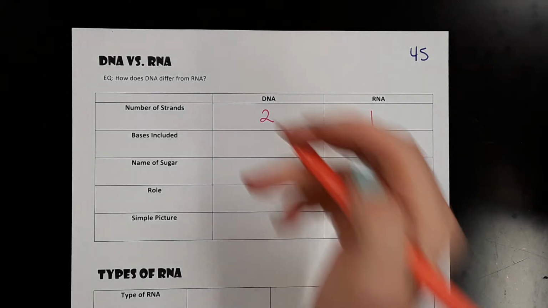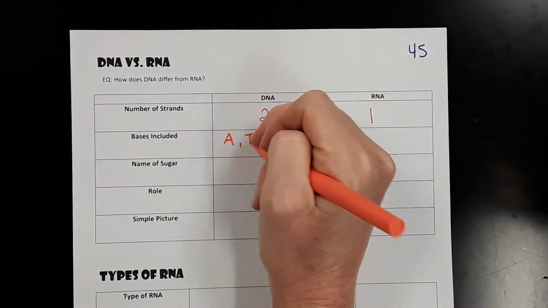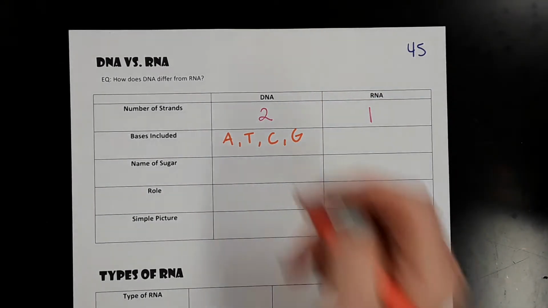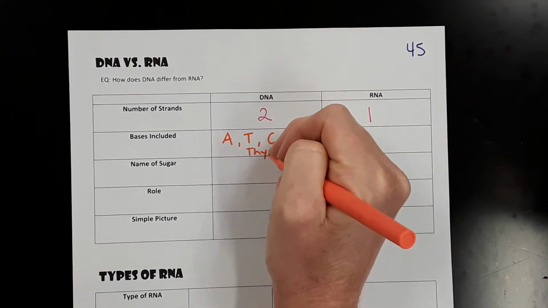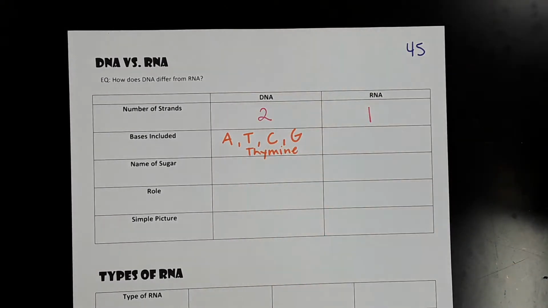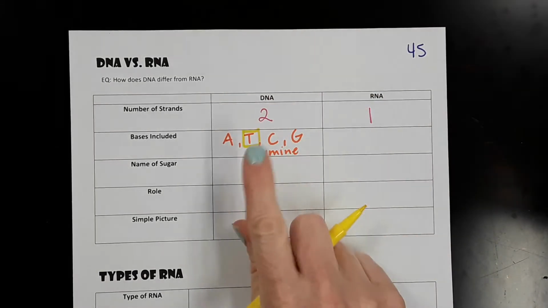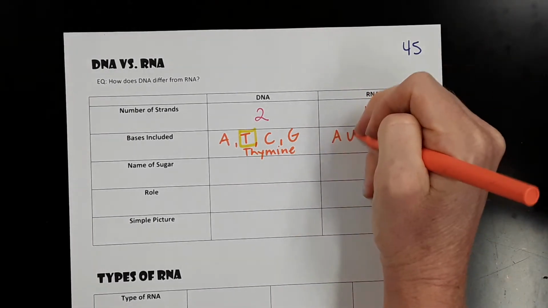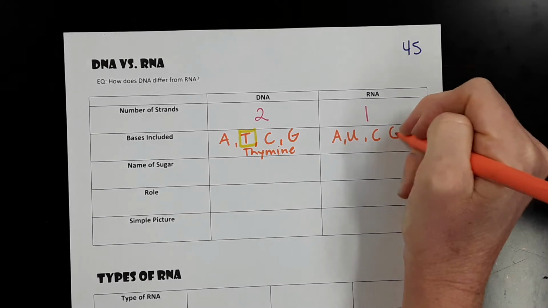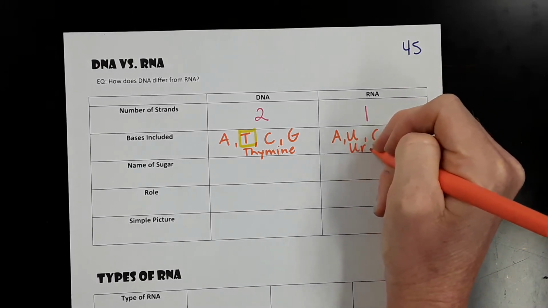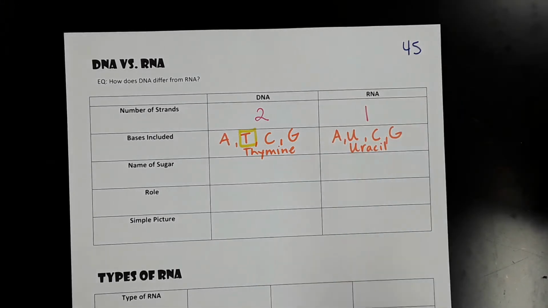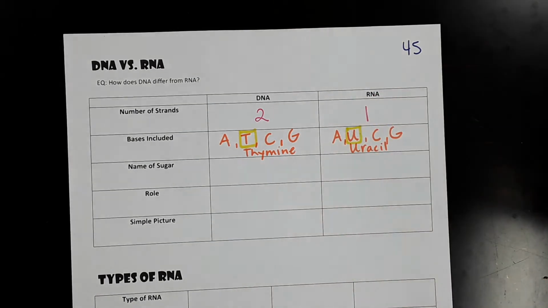Bases included in DNA are adenine, thymine, cytosine, and guanine. So the T here, that is for thymine. All right. Bases in RNA does not have thymine. RNA has adenine, uracil, cytosine, and guanine. So the U here is for uracil. So there is a difference between the bases.